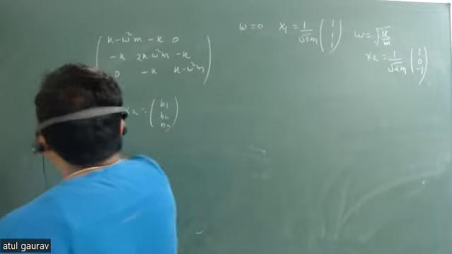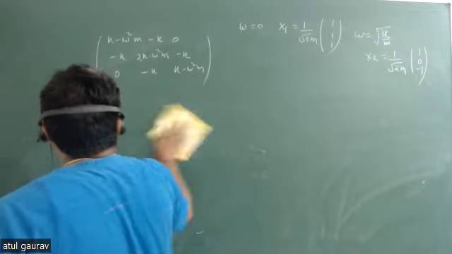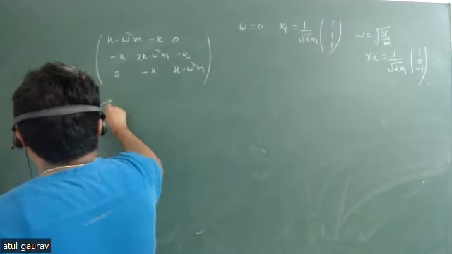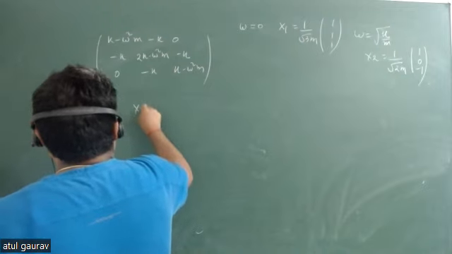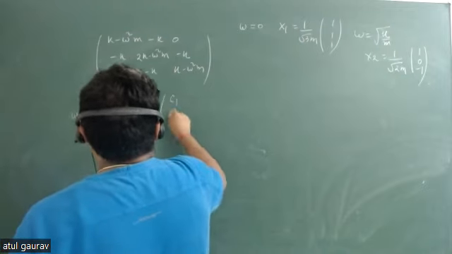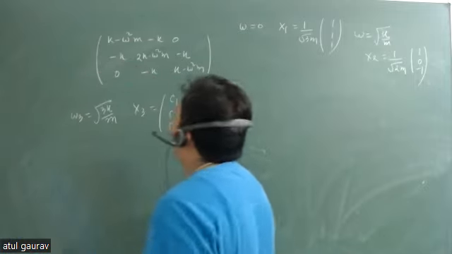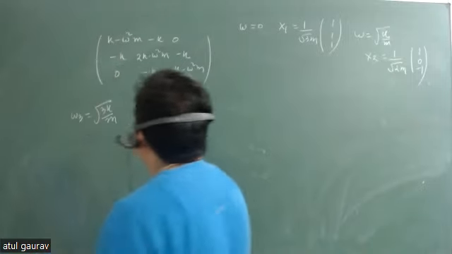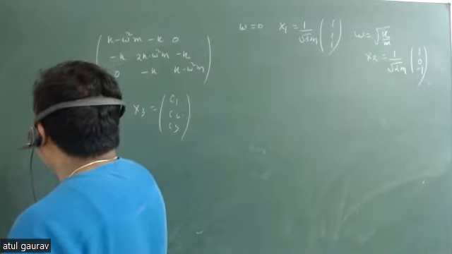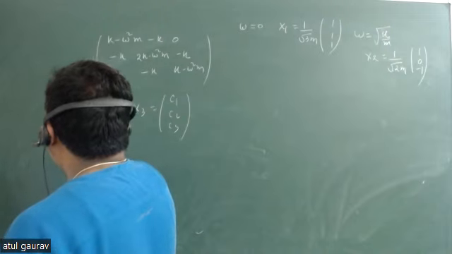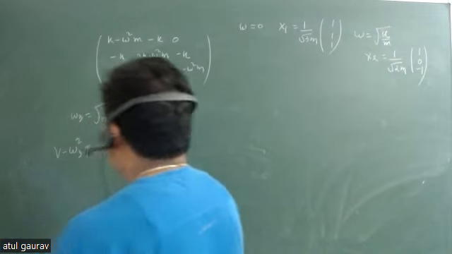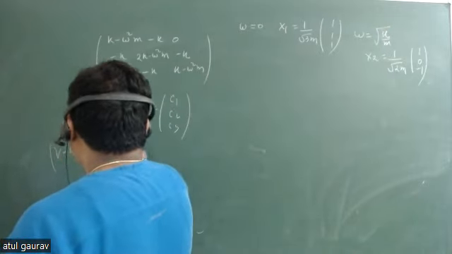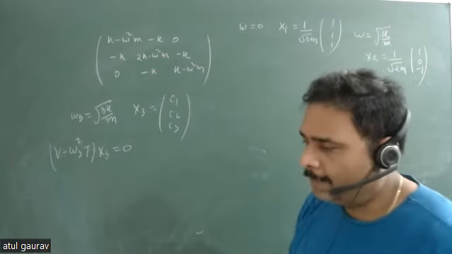So, what is omega 3? बताइए omega 3 क्या है? Root 3k by m. Very good. Root 3k by m, and let's say x3 is equal to c1, c2, c3. Okay. So now put it. Omega is equal to root 3k by m. क्या मिलेगा आपको? We are just putting v minus omega 3 square t is equal to 0. Okay. And we are putting x3 is equal to 0. चलिए बताइए तो क्या मिलेगा?